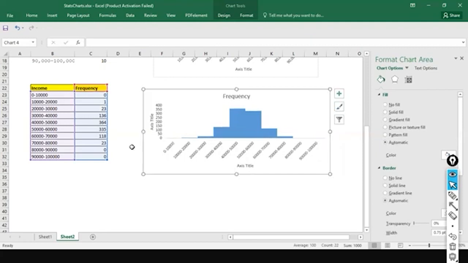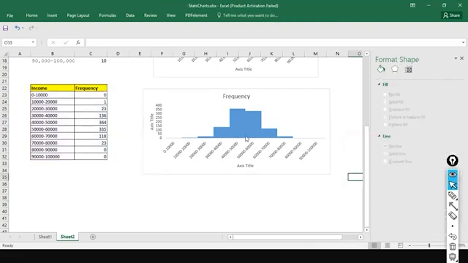Okay, after I plotted this data here, you can see 0 to 10,000, 0, and 10,000 to 20,000, one employee, and 20,000 to 30,000, we can see 23 employees, yes. After plotting these values in a chart, we can make out very quickly that this data is approximately normally distributed because we have slightly skewed data.